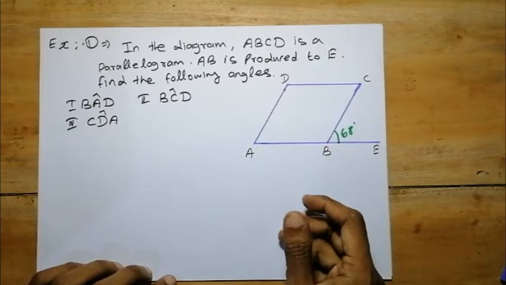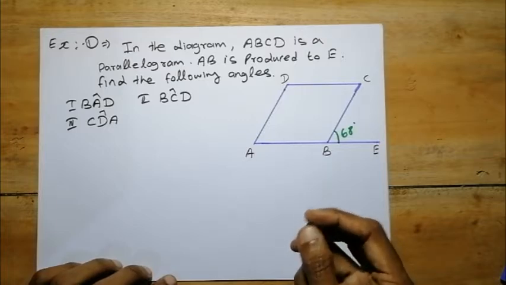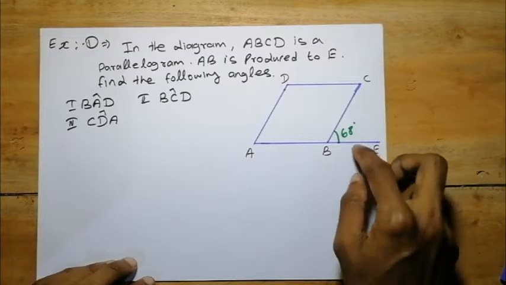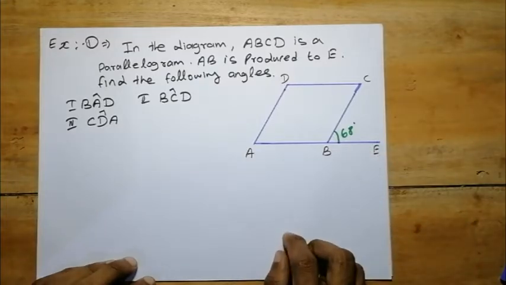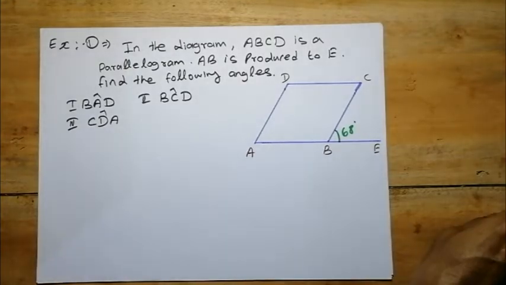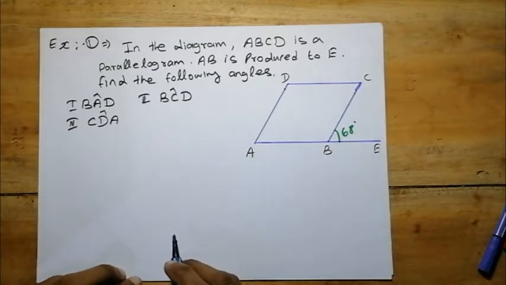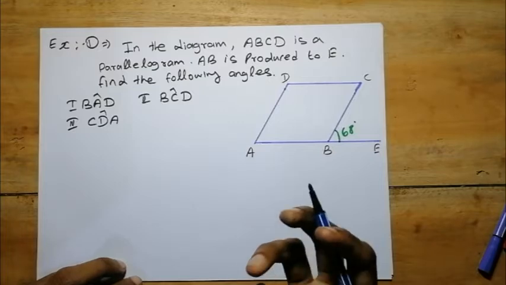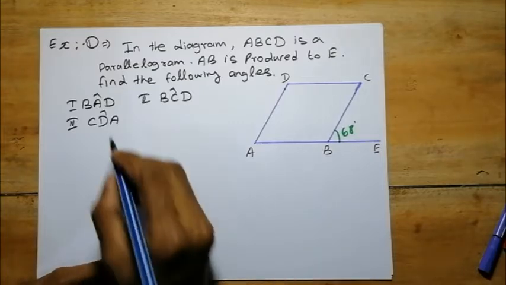One by one we are going to mark it when necessary. Okay, AB is produced to E. One of the angles, 68, is given, and we have named the three angles. So we just mark the angles, so that is for our notation. Then we can easily find the answers.